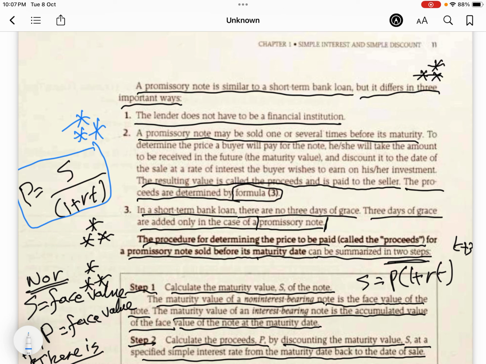Third, in a short-term bank loan, there are no three days of grace. Three days of grace are added only in the case of a promissory note. The procedure for determining the price to be paid, called the proceeds, for a promissory note sold before its maturity date can be summarized in two steps.